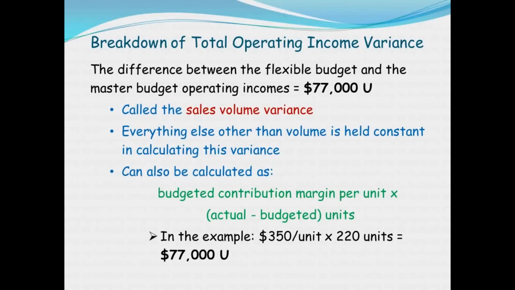The operating income variance is the sales volume variance. You keep everything else constant. Remember, the flexible budget keeps the unit costs and unit revenues constant, and it compares to the master budget. The only thing that's varied is the sales volume, which is why it's the sales volume variance. That's the amount that is different because of the sales volume.